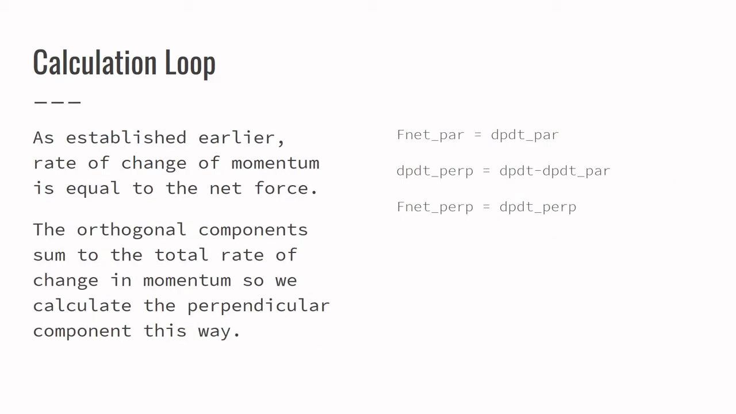So as we established earlier, the rate of change in momentum is equal to the net force, and this is true for the directional components too. We also know that the directional components sum to the total rate of change in momentum, and we can use these facts to calculate the rate of change of momentum in the perpendicular direction. And then we also know that that is equal to F net in the perpendicular direction.